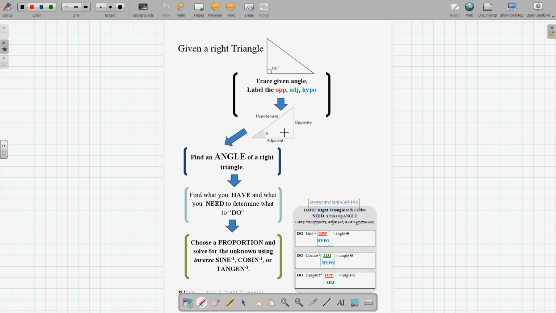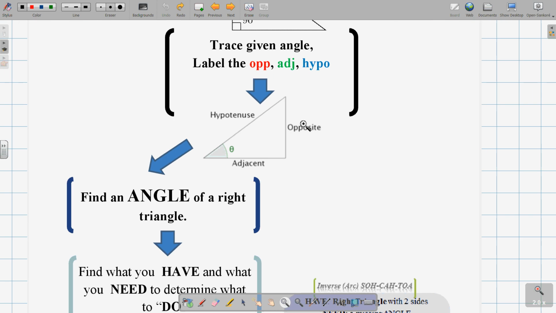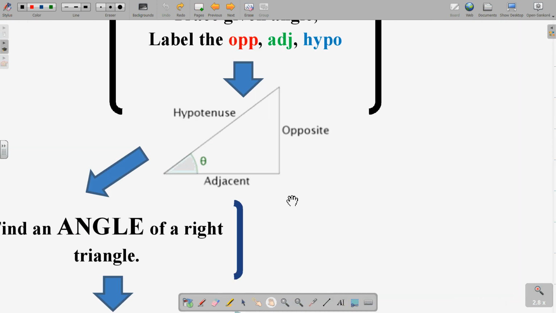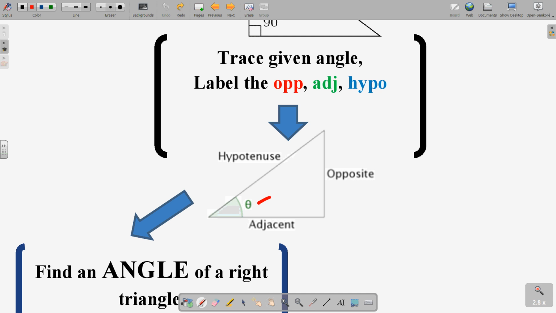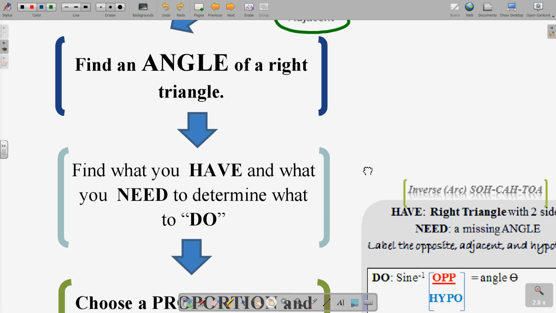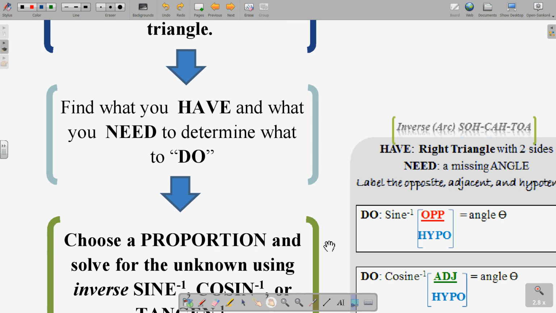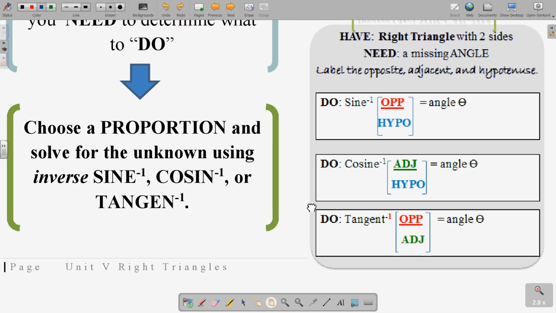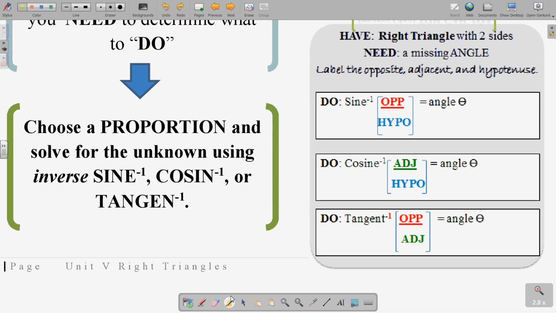Step 1, you still identify your opposite, adjacent, and hypo depending on what angle you're working with. You identify the opposite side and the adjacent side to whatever angle you're working with. The hypo is always across from the right angle. Once you identify those sides, you determine the have, the need, and you're going to be using one of these three proportions called inverse sine, inverse cosine, and inverse tangent to find the angle.